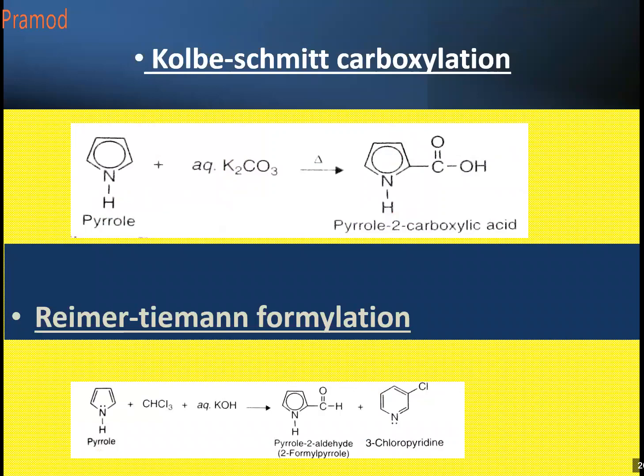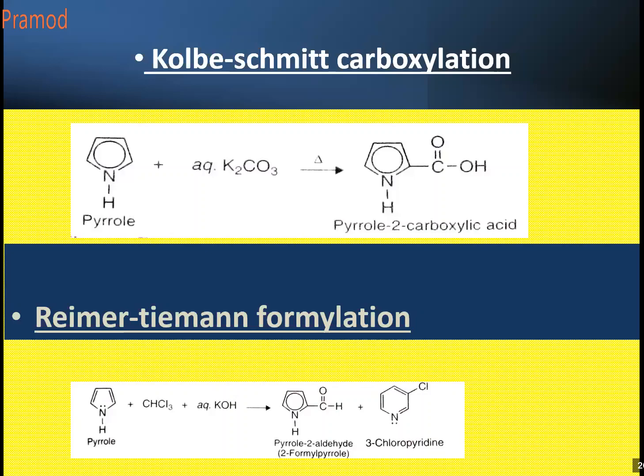Now what is the next reaction? When you heat it with aqueous potassium carbonate, it undergoes Kolbe-Schmitt carboxylation, that is introduction of the carboxylic group at the second position. Kolbe's reaction you might have studied even in phenol. Similar to that, pyrrole undergoes carboxylation to give pyrrole 2-carboxylic acid.